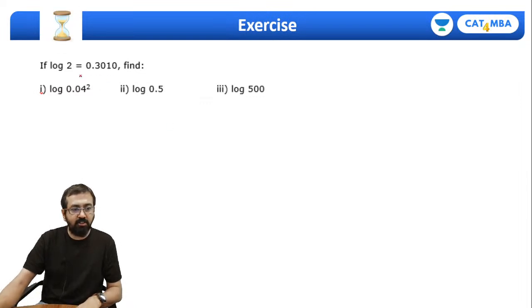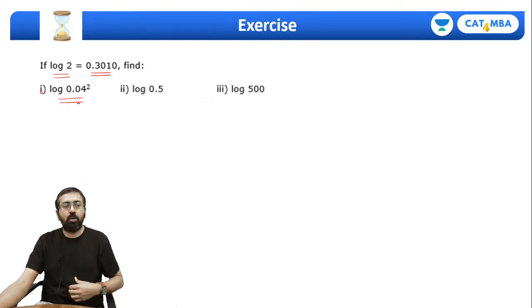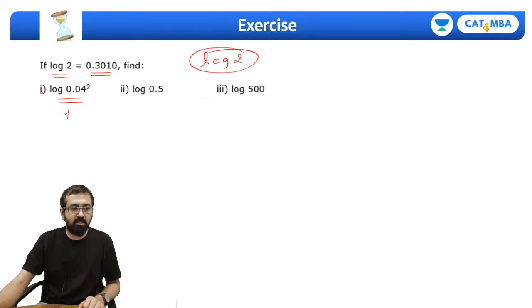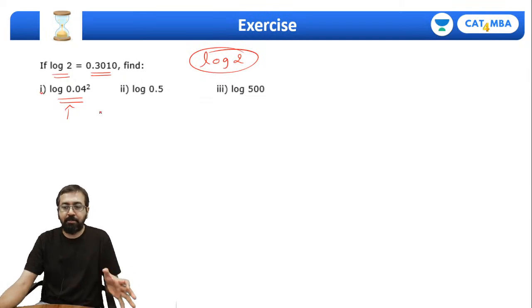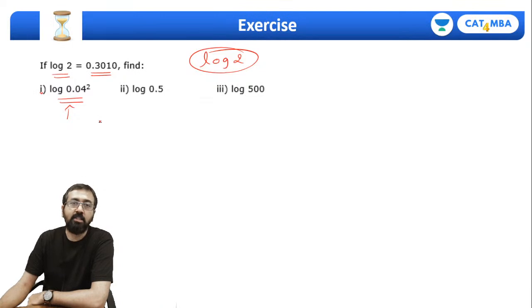Now here you are given the value of log of 2. It is given as this one. So you need to find out the value of this one. Somewhere you will have to bring it in the form of log of 2. Here this number you will have to represent in the form of log of 2. Right. So how can we do it? Think for a while.